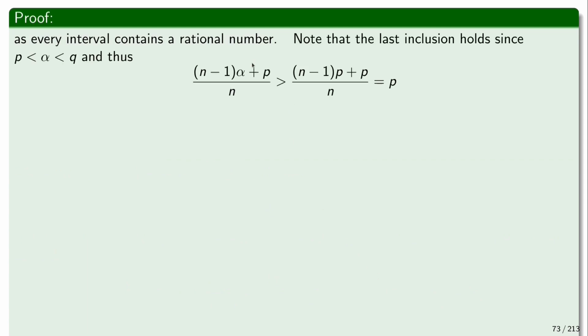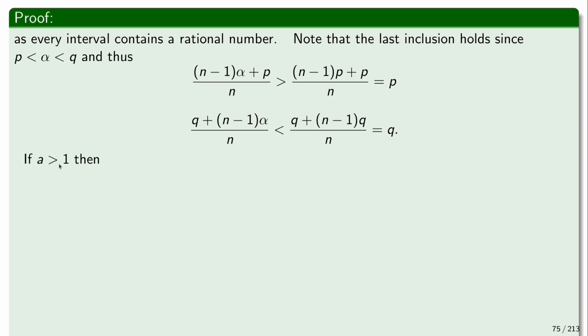Well, because here if you were to replace alpha by p, since alpha is greater than p, then you make the result smaller here, and then what we have on top is n times p over n, which is just p, and similarly for the other end of the interval. So what you get is that this family of intervals is indeed contained in this parent interval pq.